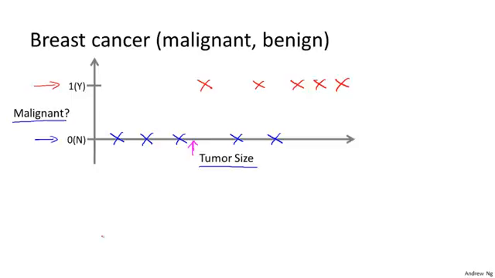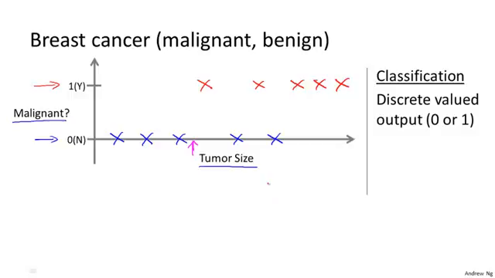The machine learning question is, can you estimate what is the probability, what is the chance that the tumor is malignant versus benign? To introduce a bit more terminology, this is an example of a classification problem. The term classification refers to the fact that here we're trying to predict a discrete valued output, 0 or 1, malignant or benign. And it turns out that in classification problems, sometimes you can have more than 2 values for the output.